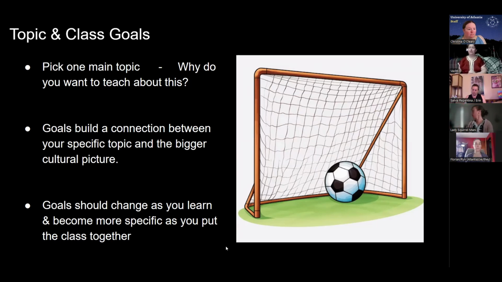Again, the goals should change and become more specific the further you get in your class. So you'll start with what you think they're going to be. You'll start your research, you'll start your outline, and then there's this interplay between your outlining process and putting the class together and rewriting your goals. And the more you work back and forth between those two parts of the process, the easier each part of them is going to become.